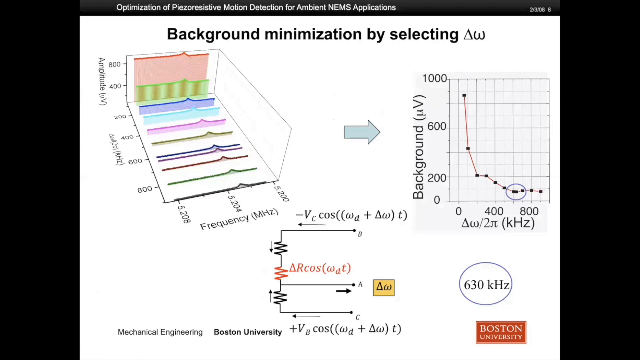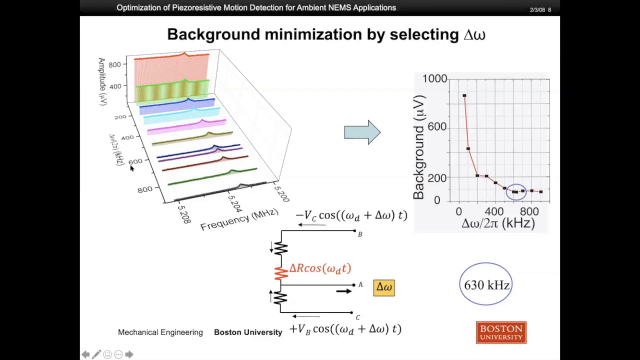Then this slide shows the background minimization by selecting the mix down frequency. In other words, it is a down mixing technique used in the balanced circuit. As a summary, we apply an out of phase voltage to the bridge circuit, and then at point A, the voltage can be effectively mixed down to delta omega. So in the experiment, I'm looking at amplitude as a function of delta omega, which means the mix down frequency, and the sweeping frequency.